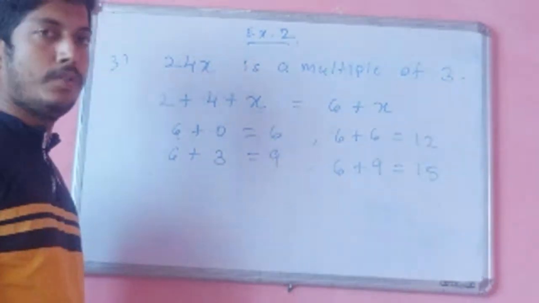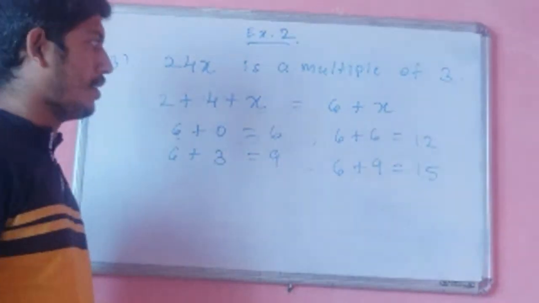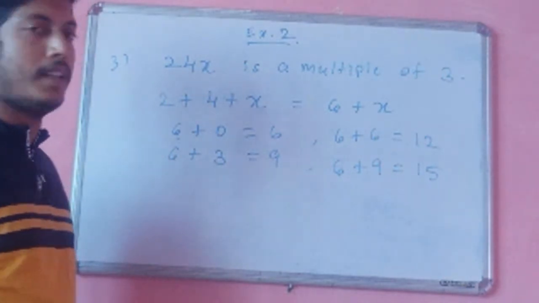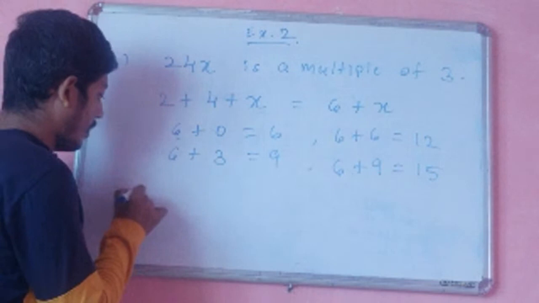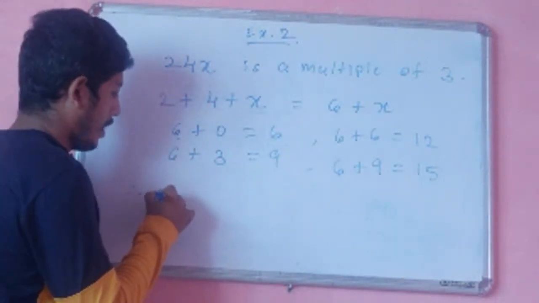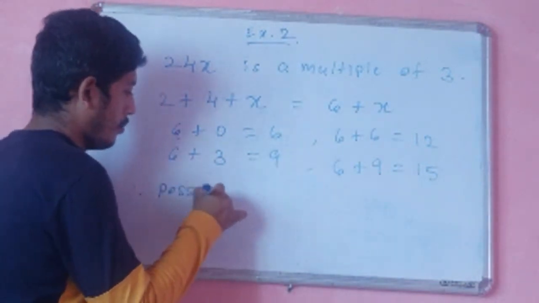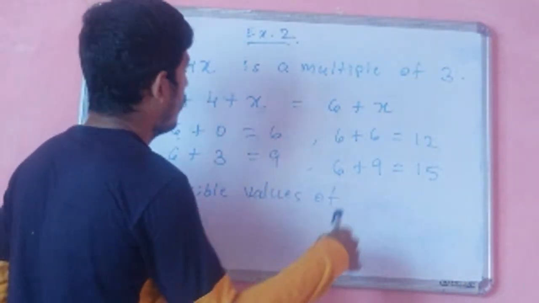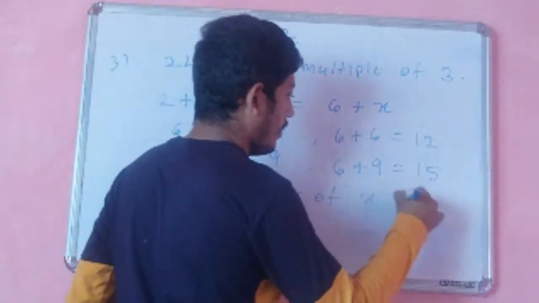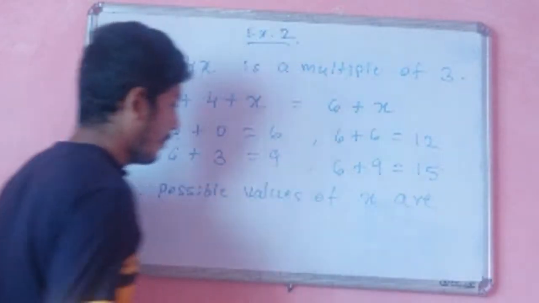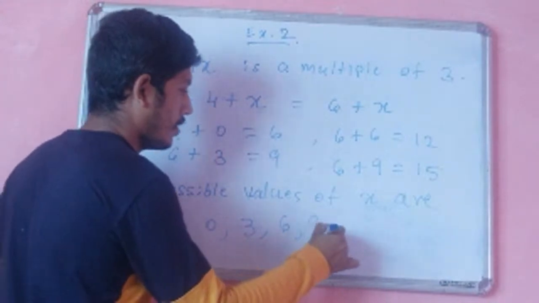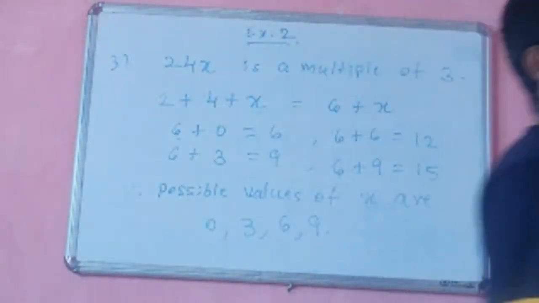We can't substitute the value of x as 12 or 15 because that is two digits. Here we have only a single digit. Therefore, the possible values of x are 0, 3, 6, 9.